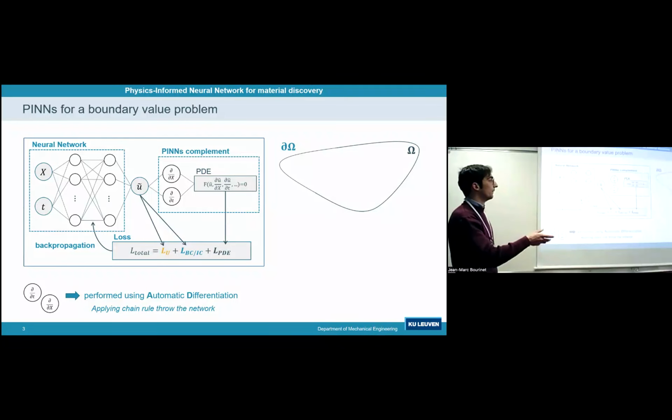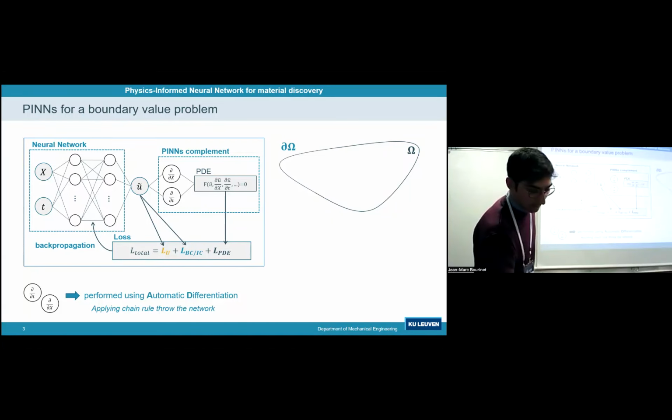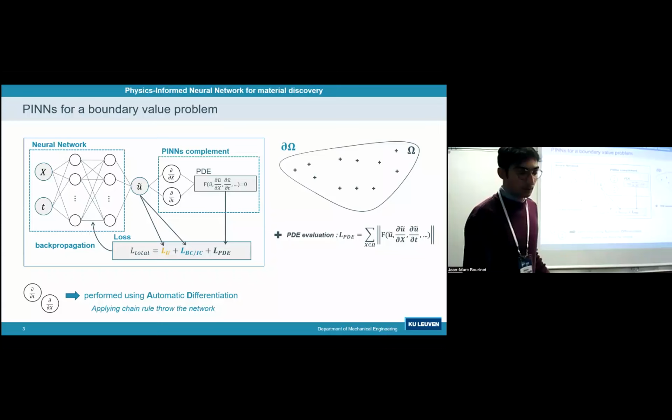But to add some physics into this model, what you can do with neural networks is actually to calculate the derivatives of the output with regard to the input. And by doing so, you can calculate the partial differential equation, the PDE, of your approximator, of your neural network. And this PDE, you want to minimize it during the training, so you can evaluate it in your domain, wherever you want.